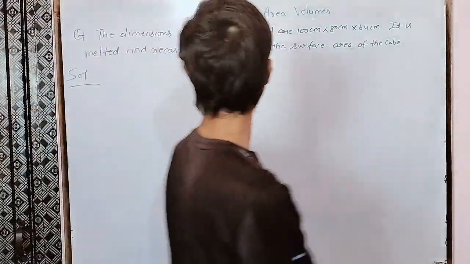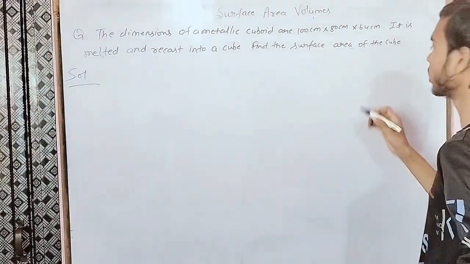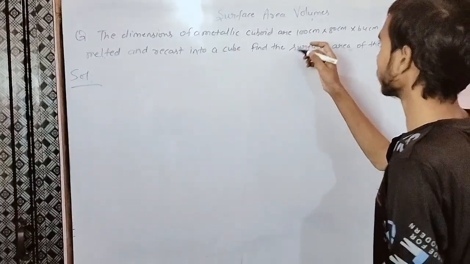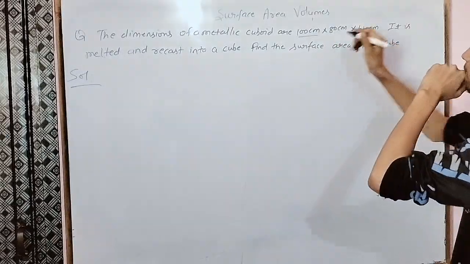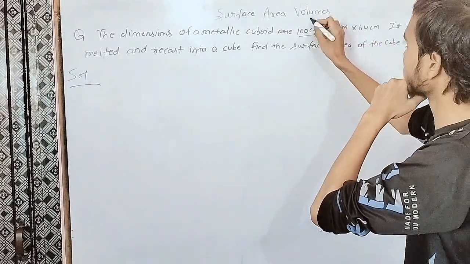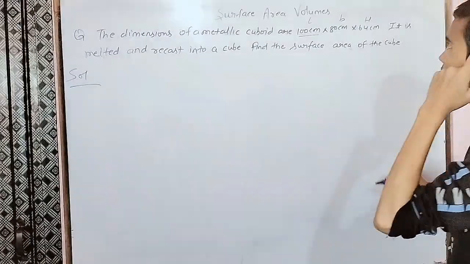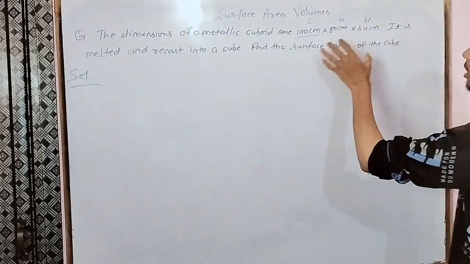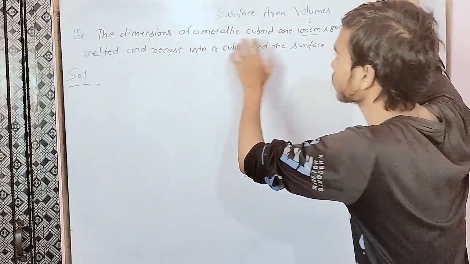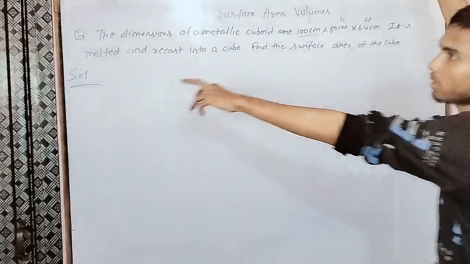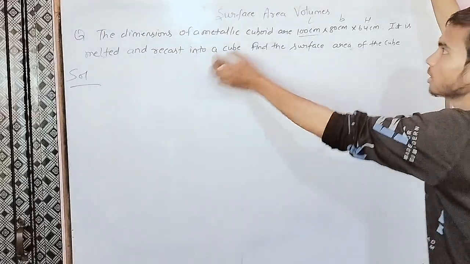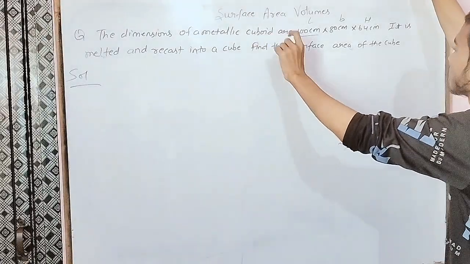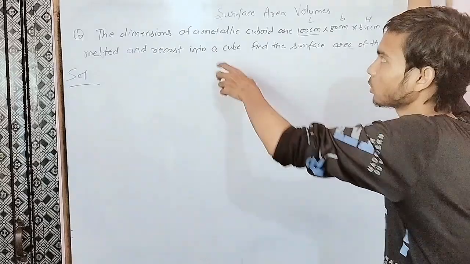The dimensions of a metallic cuboid. We have a cuboid in which L is this, B is this, and H is this. This is L. This is B. This is H. Okay, so these are the three dimensions of a metallic cuboid. It is melted and recast into a cube. This cuboid, by melting, is converted into a cube.